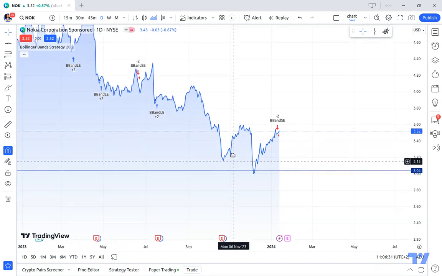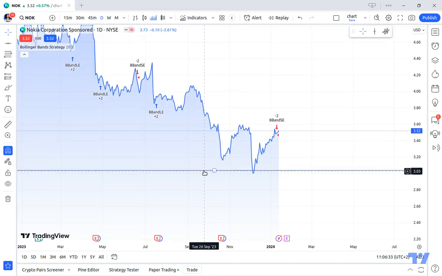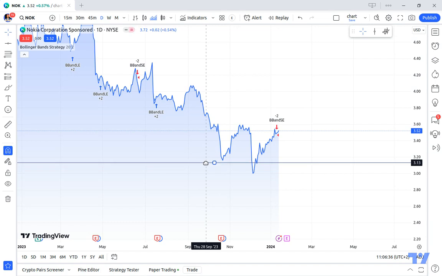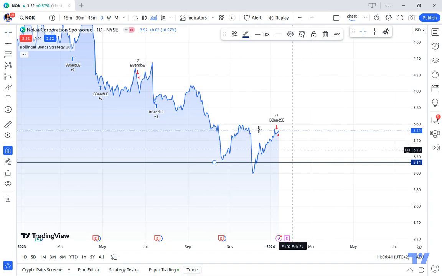We're using Nokia as an example, which is in the same industry as Apple, and it's going in the opposite direction. So Nokia is actually crashing. Down here is the double bottom. It basically goes with the trend. It's downtrending, so it becomes a double bottom. If it was uptrending, like we saw in Apple, it would have become a double top.